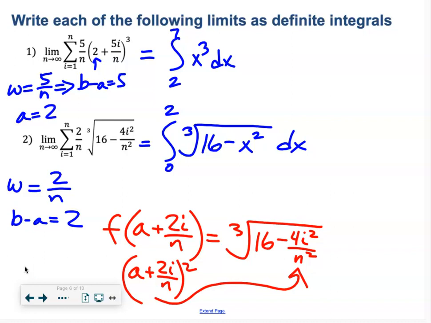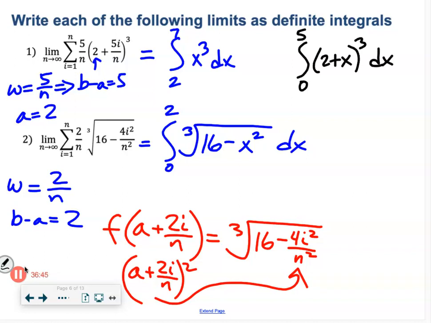Yeah. Can you do the same with the first problem and say 2 plus x cubed and have it start at 0? If we did that, so let's see. If we had our width be 5 over n, our left endpoint was 0, so then we would have the integral from 0 to 5 of 2 plus x cubed dx. Yes, that would be the same.